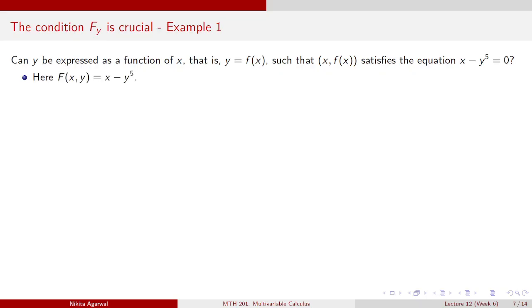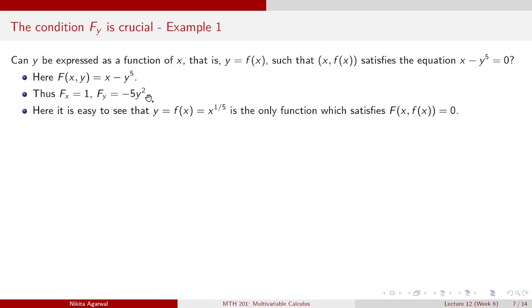Okay, so here what is capital F of (x, y)? It's x minus y to the 5, right? So if we compute the partial derivatives, with respect to x you get 1, with respect to y you get minus 5y square. So here it's easy to see that if I take y equal to f(x) equal to x to the 1 by 5, this would be the only function that satisfies this equation, right?